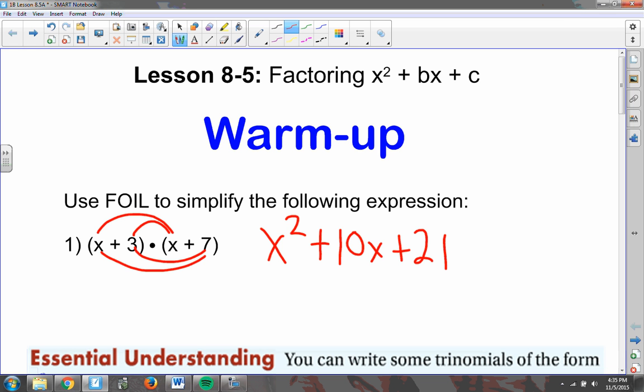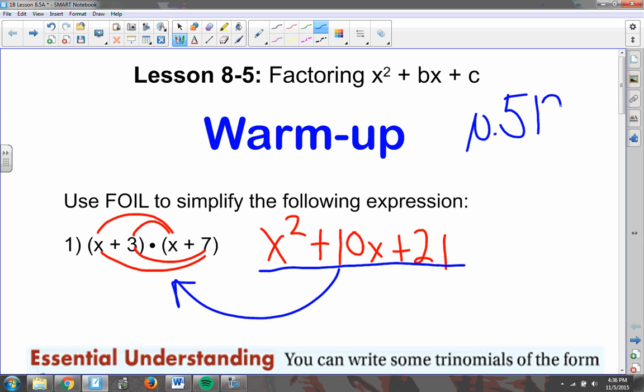Now, the whole point of this video is doing exactly that, but going the other direction. We're going to go now from a quadratic equation, and we're going to try to factor it into two binomials multiplied together, each in parentheses. Okay. If you would turn with me, please, to page 512. That is where we will start. Page 512 in your textbooks.